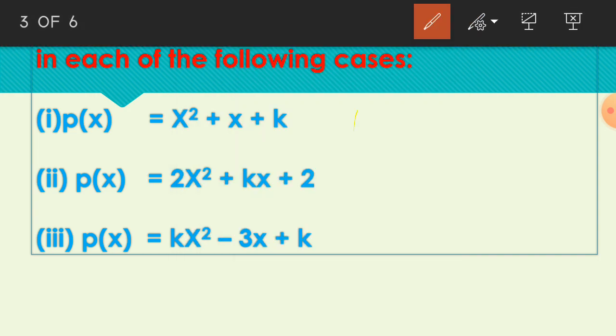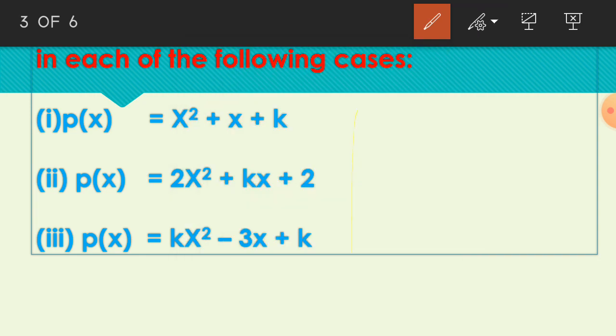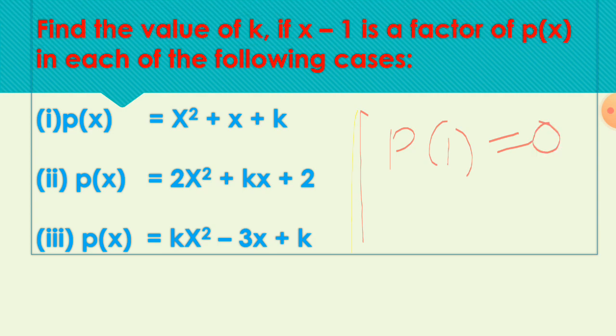That means p of 1 equal to 0. This we have to take. Why? Because if x minus 1 is a factor of p of x, then we have to take p of 1 equal to 0. If the question says x plus 1 is a factor of polynomial p of x, then we have to take p of minus 1.